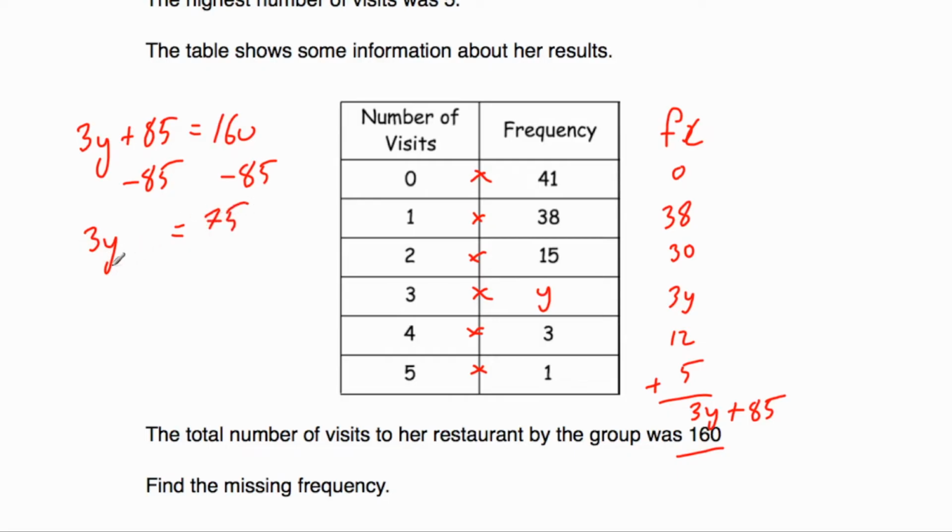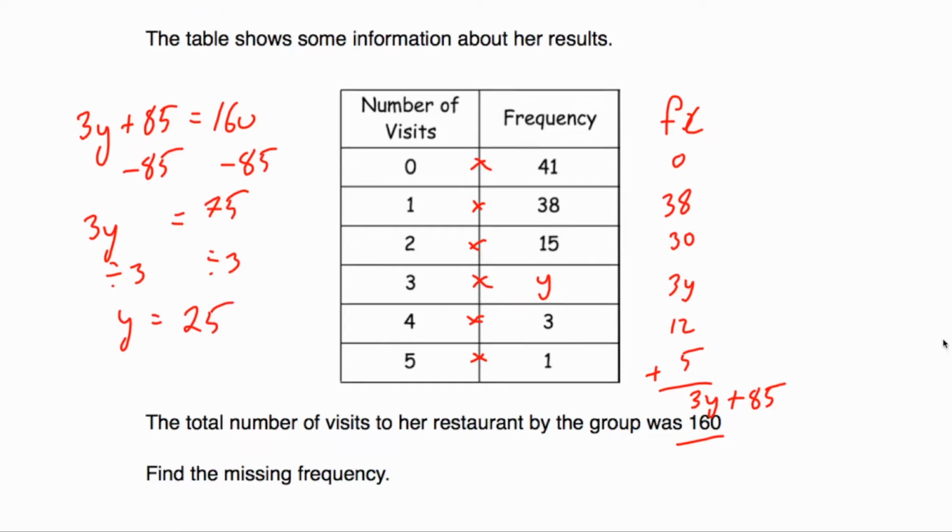Now that's 3 times y, we don't want our times by 3, so we divide by 3 on both sides, and y equals 75 divided by 3, which is equal to 25. So again, our missing frequency is 25, and that's it.